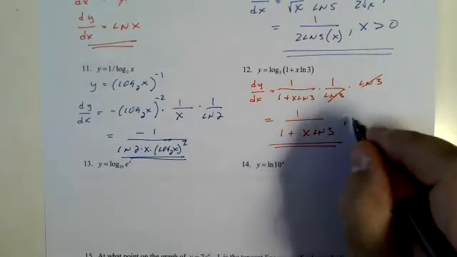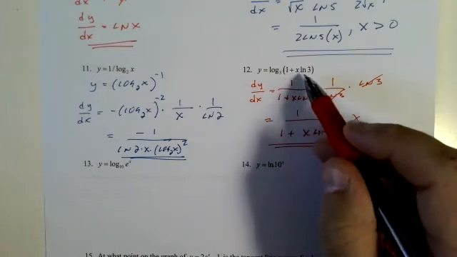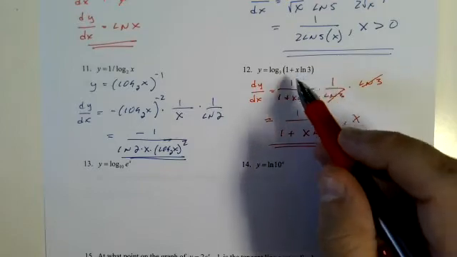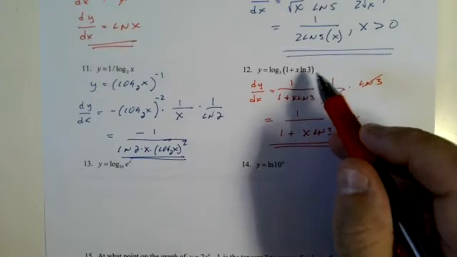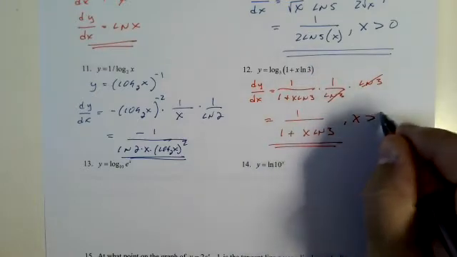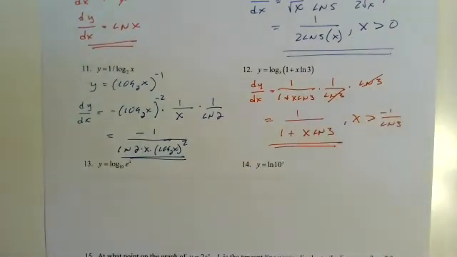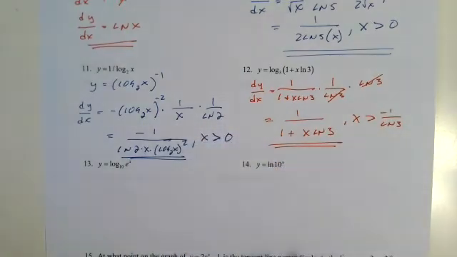And there's going to be, x ln of 3 equals negative 1. Has to be 1 plus x ln of 3 has to be greater than 0. x has to be greater than negative 1 over ln of 3. Over here, we would have at the very end, x has to be greater than 0.